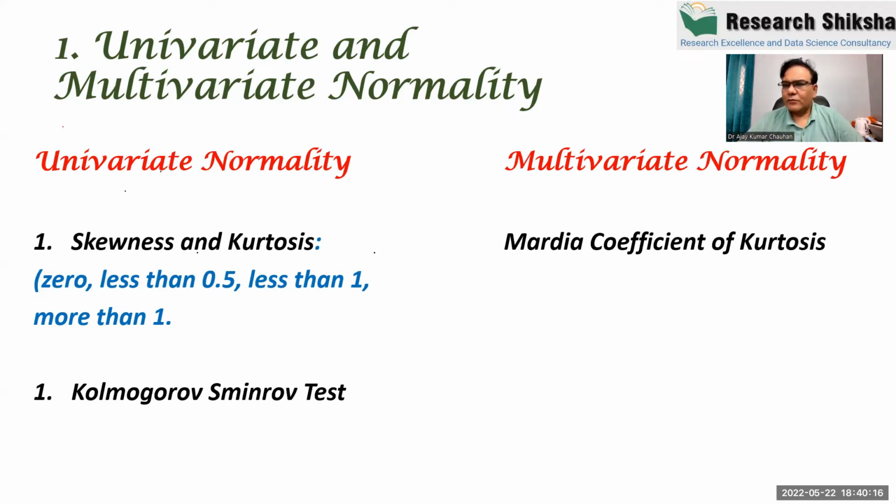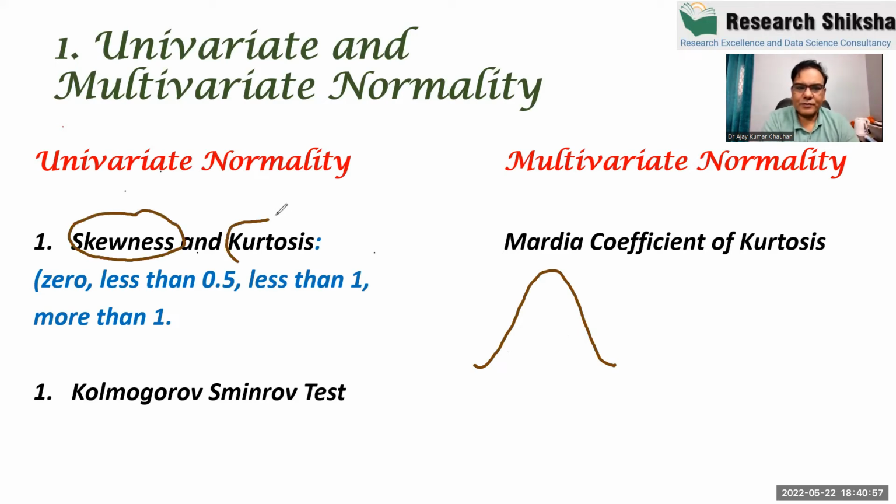There are two types of normality. One is univariate normality, which means the normal distribution of a single variable. Multivariate normality means the normal distribution of all variables taken together. The normal distribution is measured like this, a bell shape. Normality is measured by two things: one is skewness and the second is kurtosis.